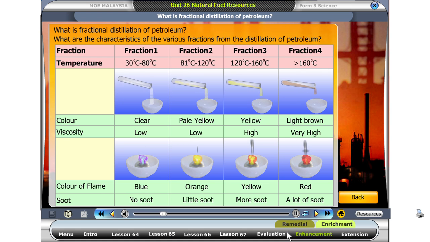Fractional distillation is the process of separating hydrocarbons into various components called fractions. The process involves boiling and condensation. What are the characteristics of the various fractions from the distillation of petroleum? The higher the boiling point of the fraction, the darker the color, the more viscous it becomes. The darker the color of the flame, the higher the amount of soot produced.